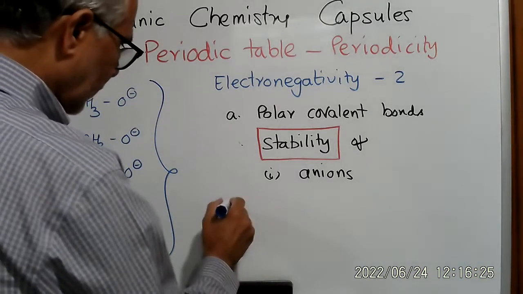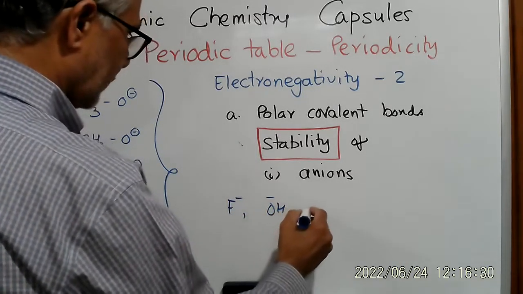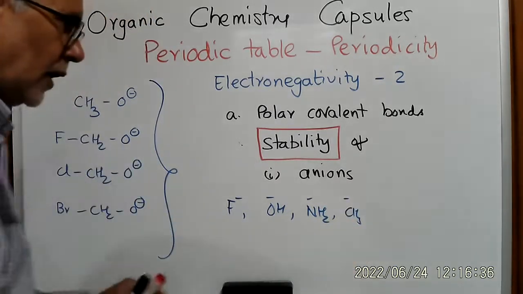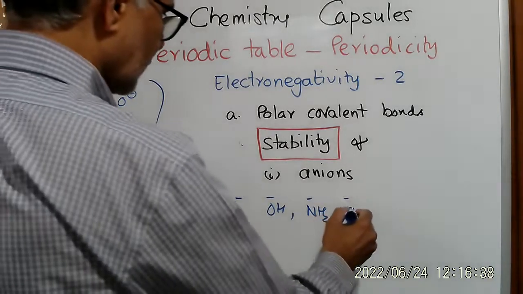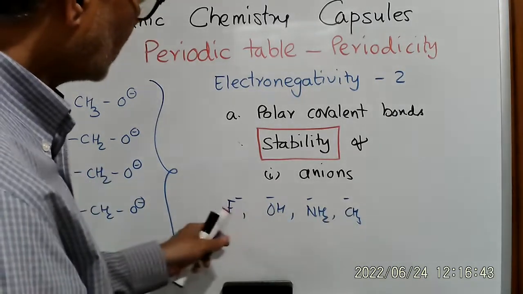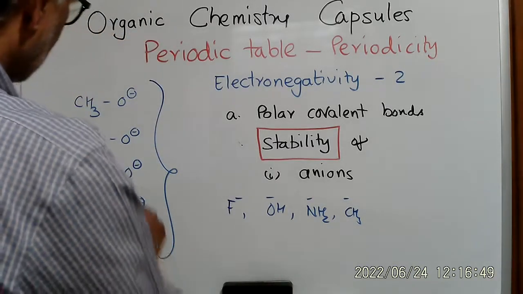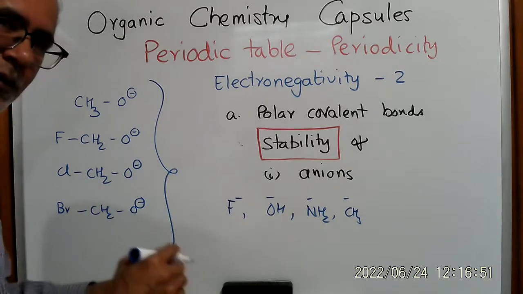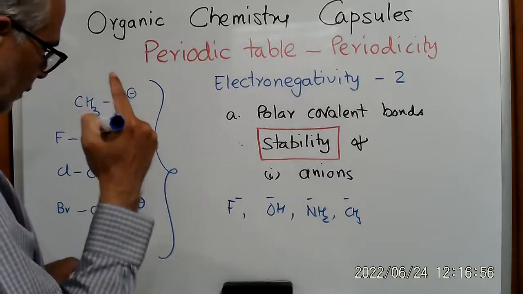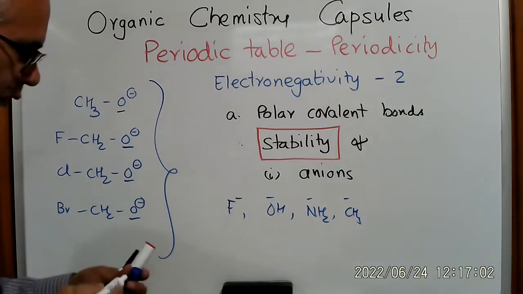In the previous example, the ions are on different elements, like this. So here it was easy. Fluorine is most electronegative, so that's more stable, and since we have the order, we were able to explain this one easily. But in this case, something has changed. The negative charge is on the same atom, oxygen. Then how do we do this?